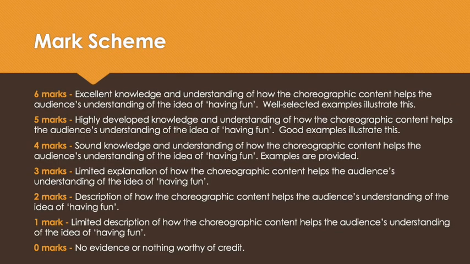Here is the mark scheme for the 6-mark question in more detail. As you can see, you will receive 0 marks if there is no evidence or nothing worthy of credit. You will receive 1 mark if there is a limited description of how the choreographic content helps the audience's understanding of the idea of having fun. You will receive 2 marks if you have given a description of how the choreographic content helps the audience's understanding of the idea of having fun. You will receive 3 marks if you have given a limited explanation of how the choreographic content helps the audience's understanding of the idea of having fun.